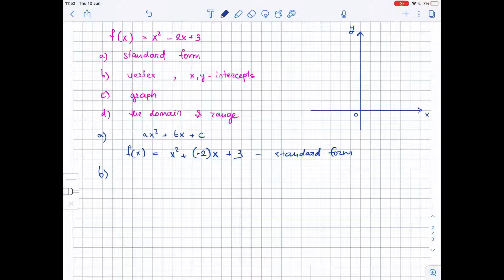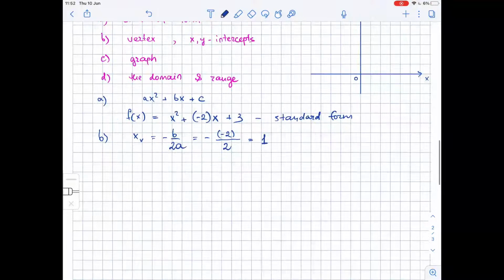So, for part B, we need to find the vertex. To do so, let's start by finding the x coordinate of the vertex, so xv. We can find it by using the formula negative b over 2a. So b is the coefficient in front of x, which is negative 2. A is the coefficient in front of x squared, which is 1. So 2 times 1 is just 2. Well, this will be equal to 1.